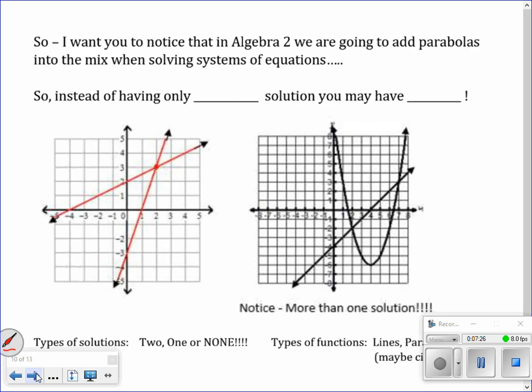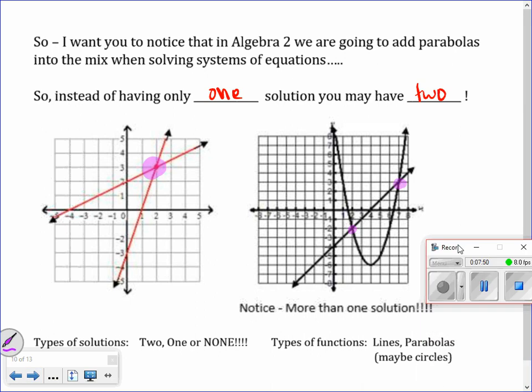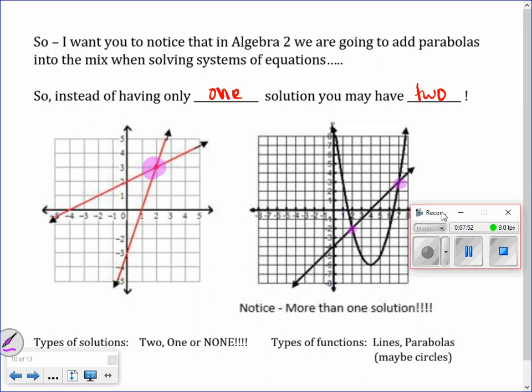All right. So I want you to notice in Algebra 2, you're going to have parabolas adding into the mix. And so instead of having only one solution, you may have 2 or more. Or you could have none also, you'll see that. So, in previous times, I would say that this was the answer right there. Well, now I have 2 answers to find. And so you have to say both of them to be correct. All right, we have lines, parabolas, and sometimes circles in some of the pictures.